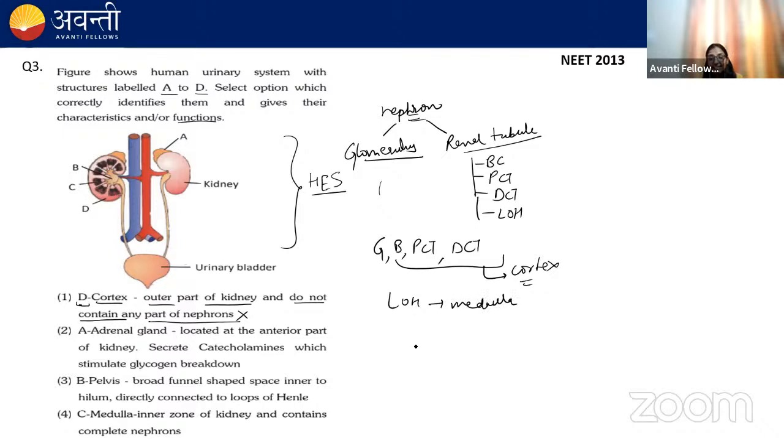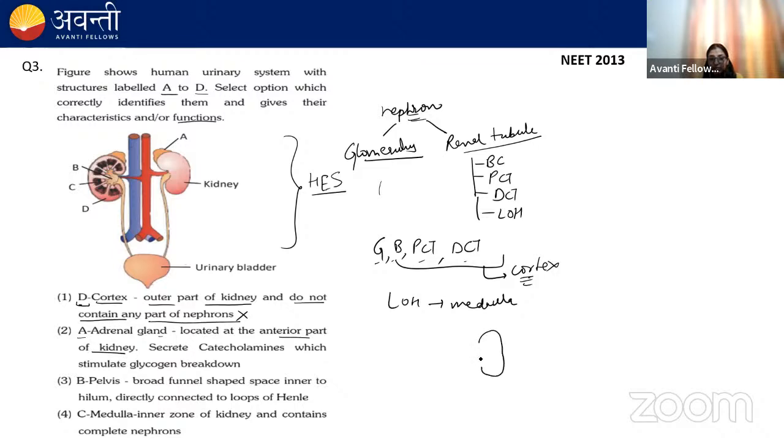And the collecting duct extends from the cortex to the deep medulla. So it says that it does not contain any part of the nephron. No, it contains the glomerulus, Bowman capsule, PCT, DCT. They are present in the cortex of the kidney. So the first is wrong. The second says the adrenal gland, which is located at the anterior part of the kidney.